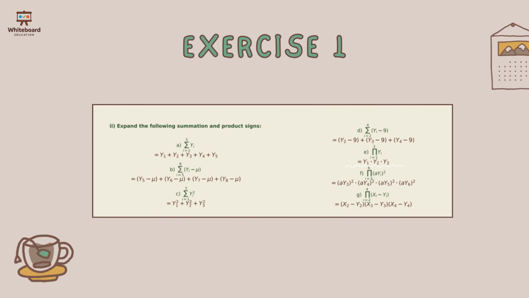Part F is product of y whole square, which is expanded as y3 whole square multiplied till y6 whole square, as the upper limit is 6 and lower limit is 3.